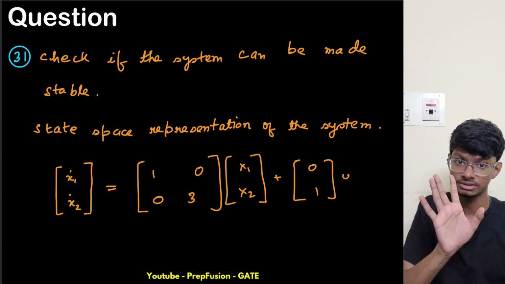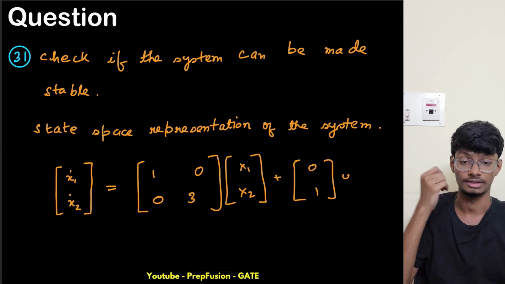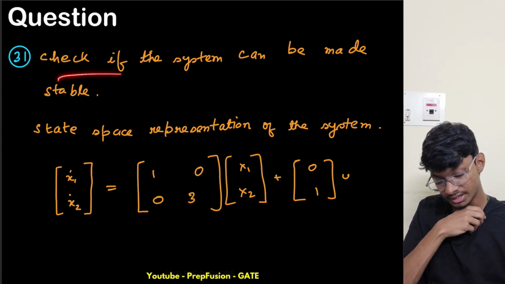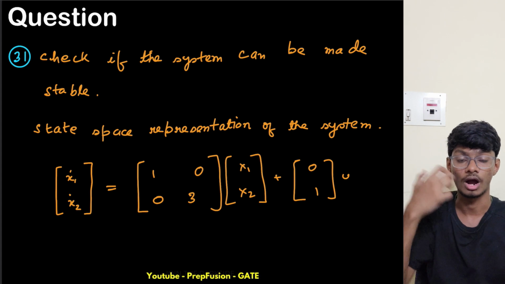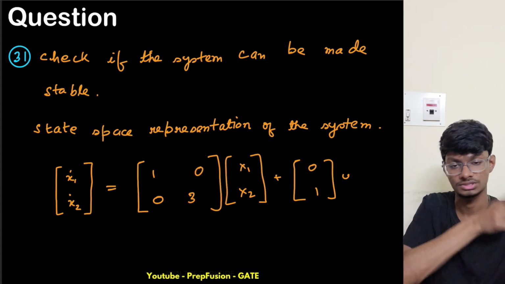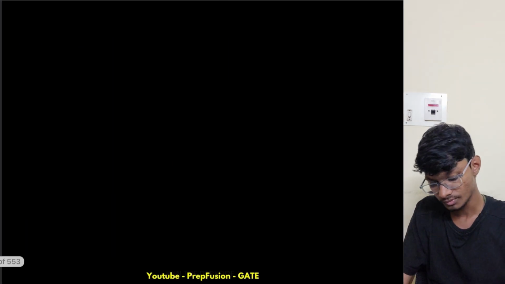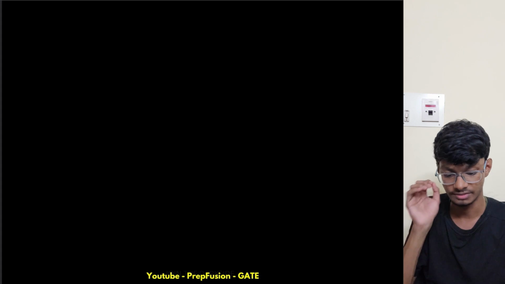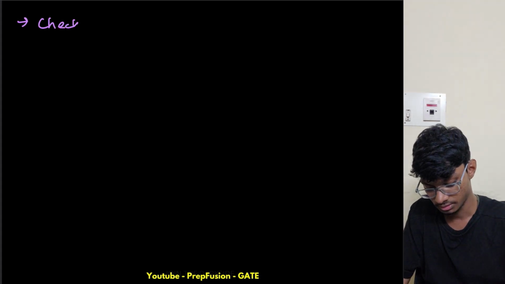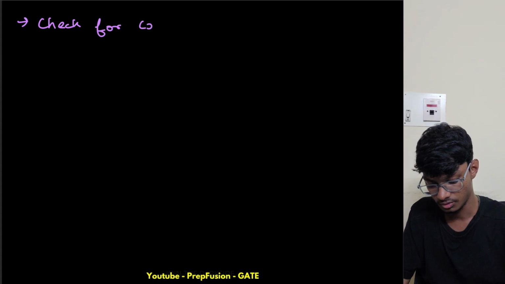So this hasn't told us exactly where we want to keep the poles, it has just said check if the system can be made stable. How can it be made stable? If the system is controllable, then only I can make the system stable, right? So indirectly it is asking us to check if the system is controllable or not. Check for controllability.